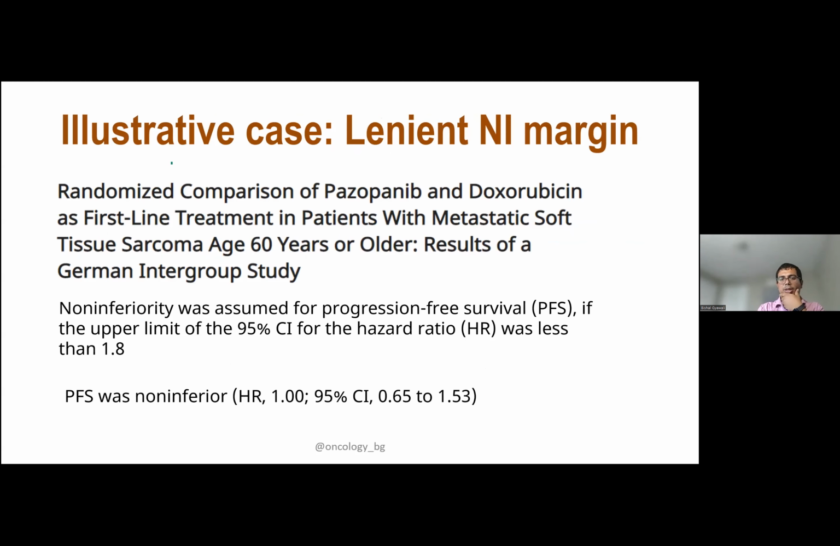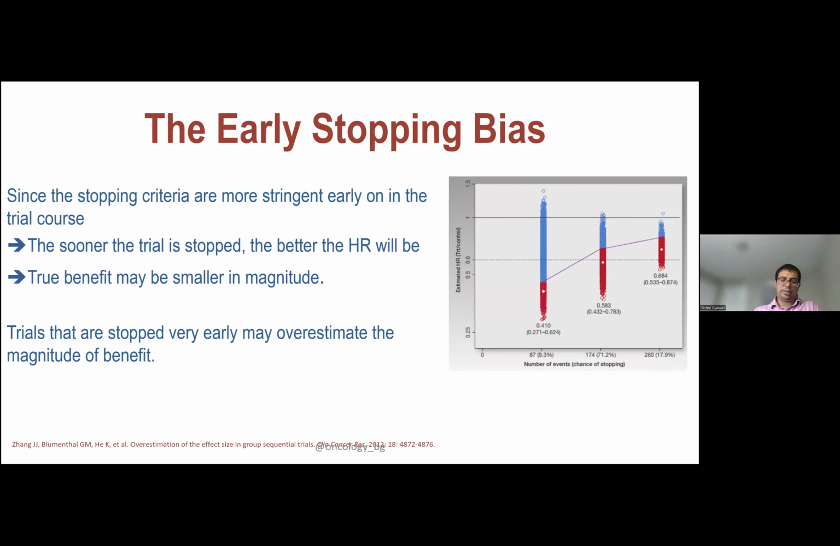So that's why, if you are participating in a non-inferiority trial, you should ask whether it is justified, why a non-inferiority design, and second, what is the definition of non-inferiority. And the other thing I mentioned was trials that are stopped early. Sometimes you can see that a trial was stopped early for futility. That means the trial was not going to be successful, so we stopped it early.